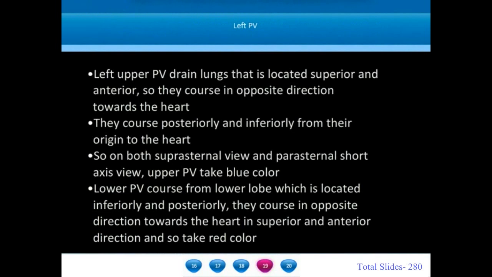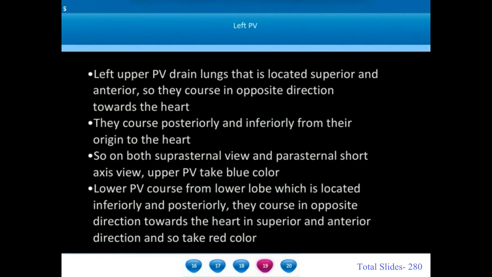As we described on the right side, in the left lung also, the left upper pulmonary vein that drains the upper and the lingular lobe courses posteriorly and inferiorly towards the left atrium. And so the color flow in the left upper pulmonary vein takes a blue color.